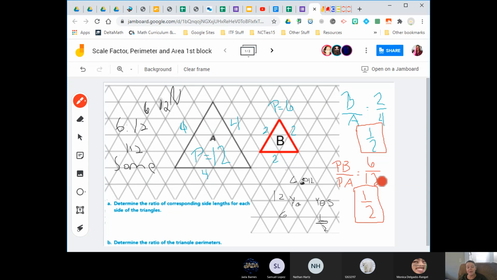Reverse my train of thought there. Scale factor has no effect on the perimeter, okay? It's going to be the same scale factor no matter what. Okay. Questions about scale factor in perimeter? All right, now that we've looked at this one, let's go to slide 2 here.